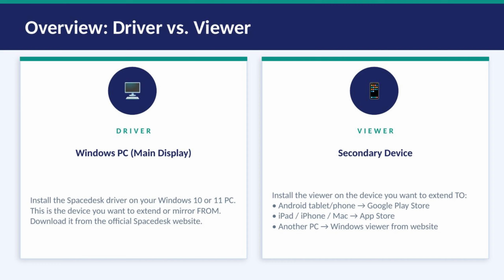that will act as additional displays. Step 1. Download the Spacedesk driver. Visit the official Spacedesk website, spacedesk.net. Download the driver for Windows 10 or Windows 11. This will be installed on your main PC.